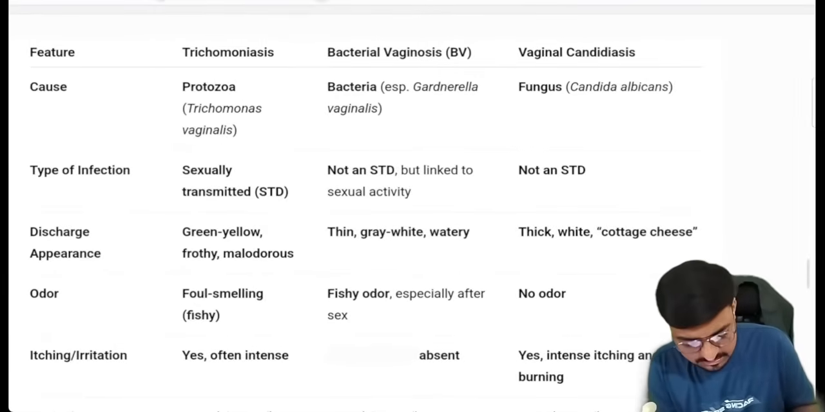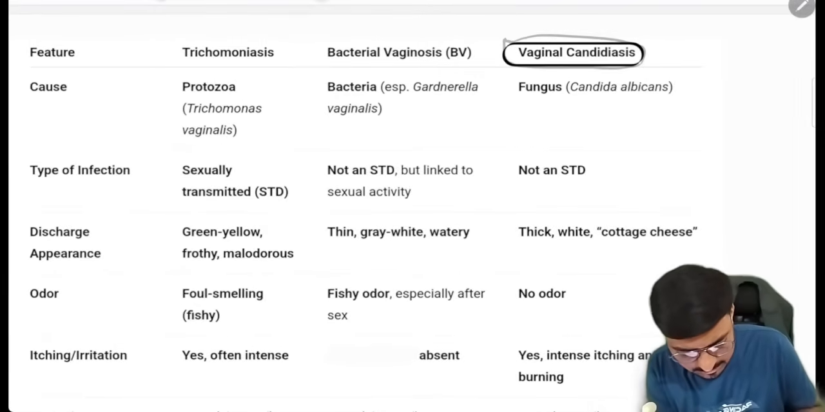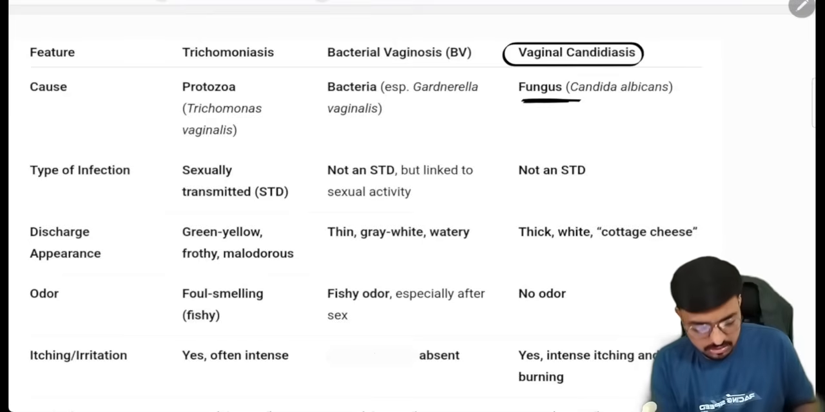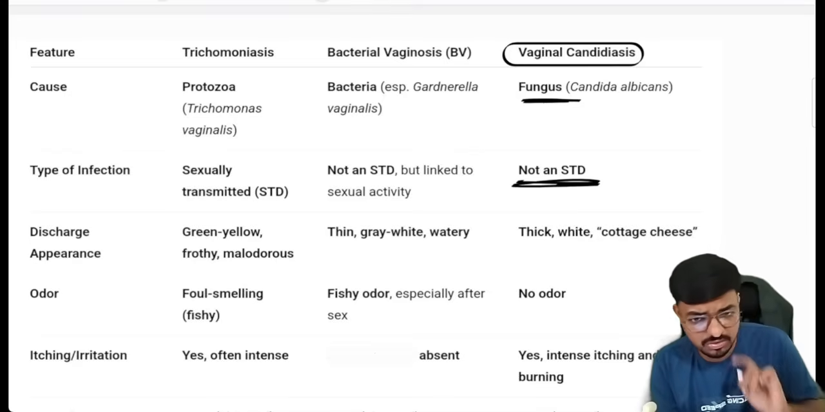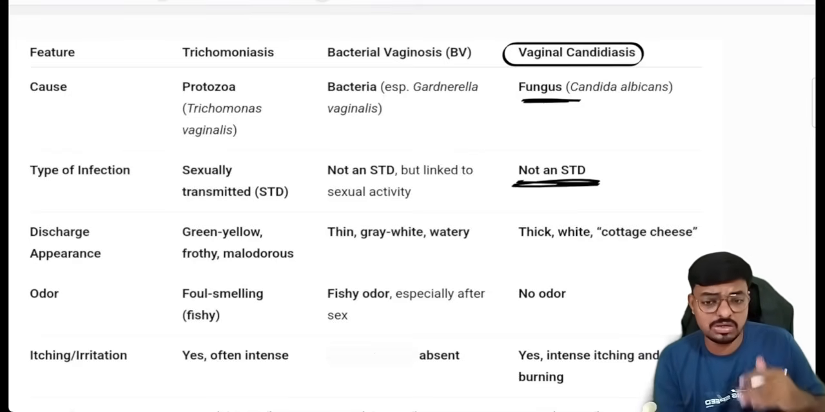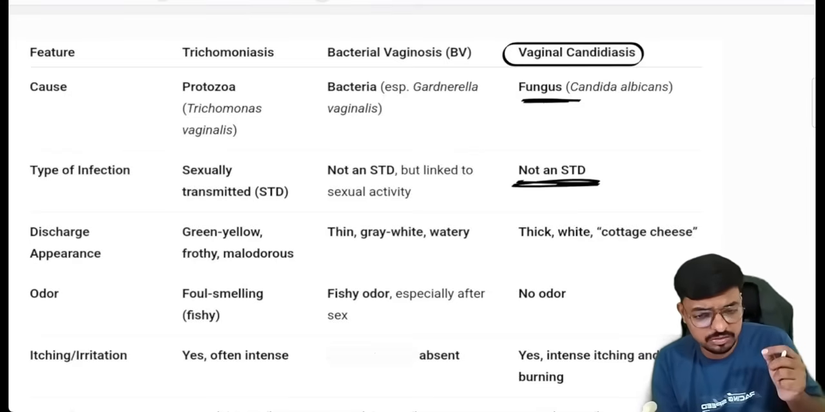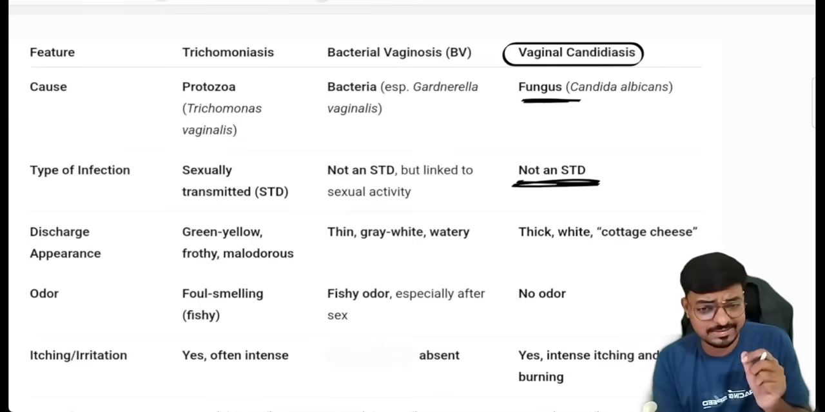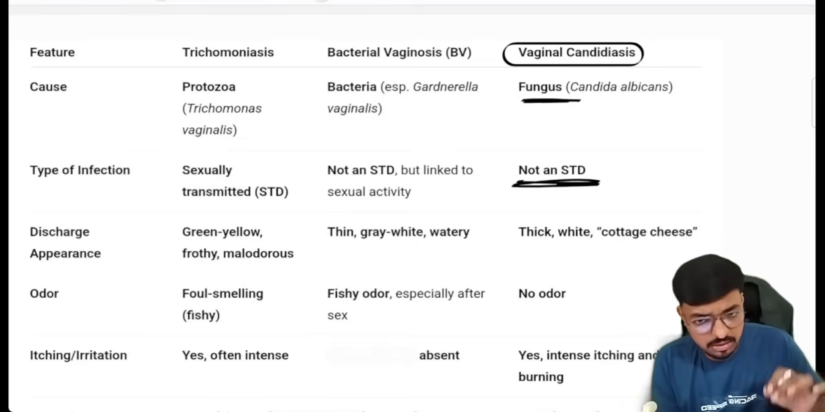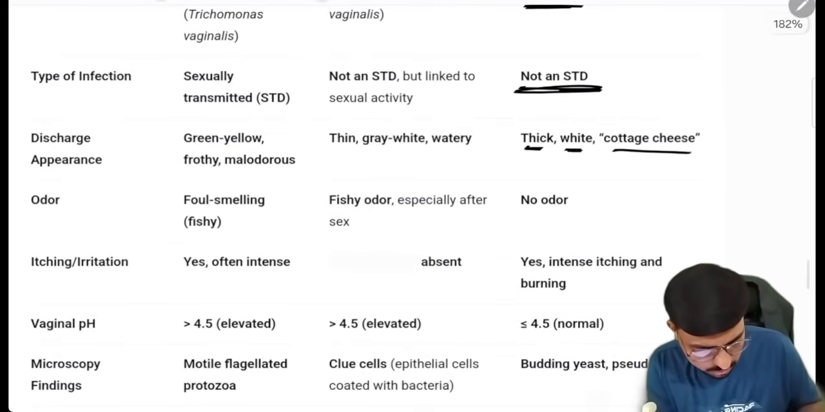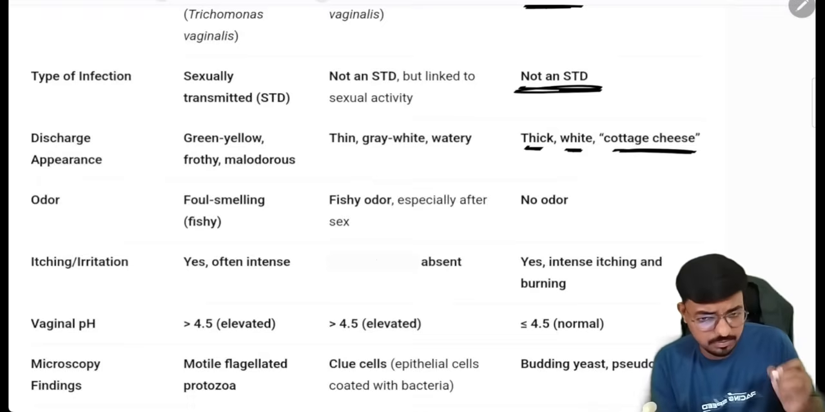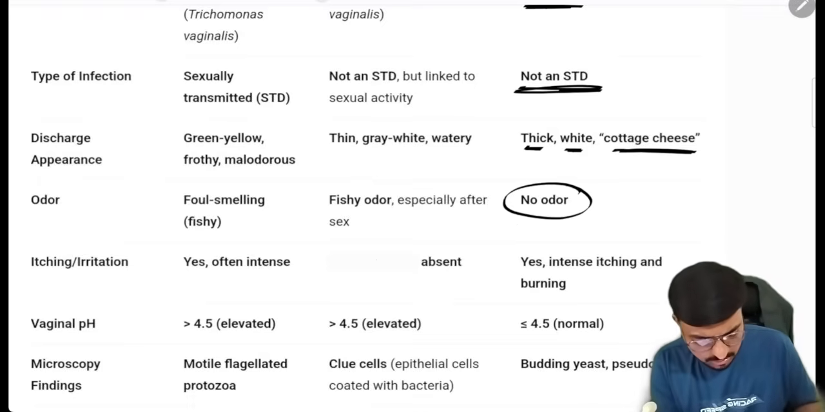The causative organism of vaginal candidiasis is a fungus, which is not a sexually transmitted disease. It means in the history the female says she is not sexually active. Just like the question we discussed, she says she is not sexually active, but still there is a thick white cottage cheese or curd like discharge coming out of the vagina, and it is not having any bad smell.